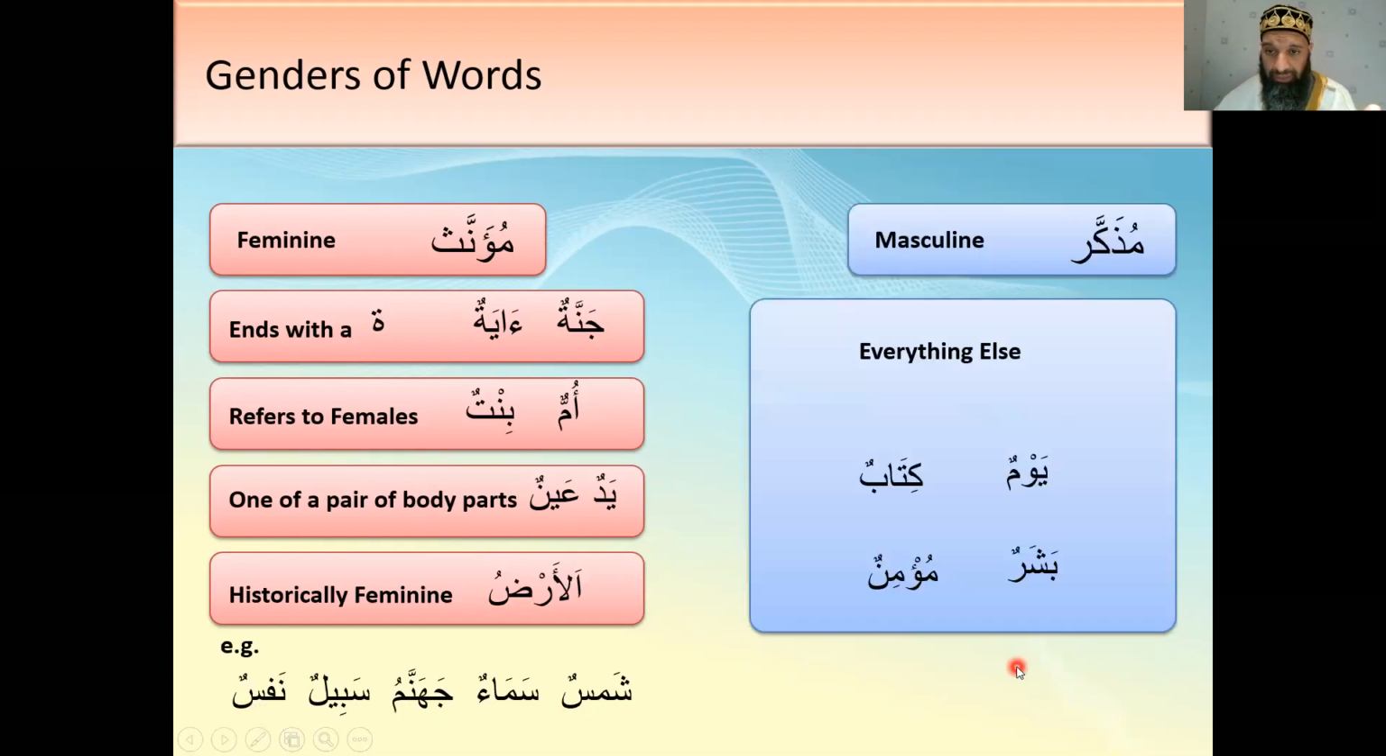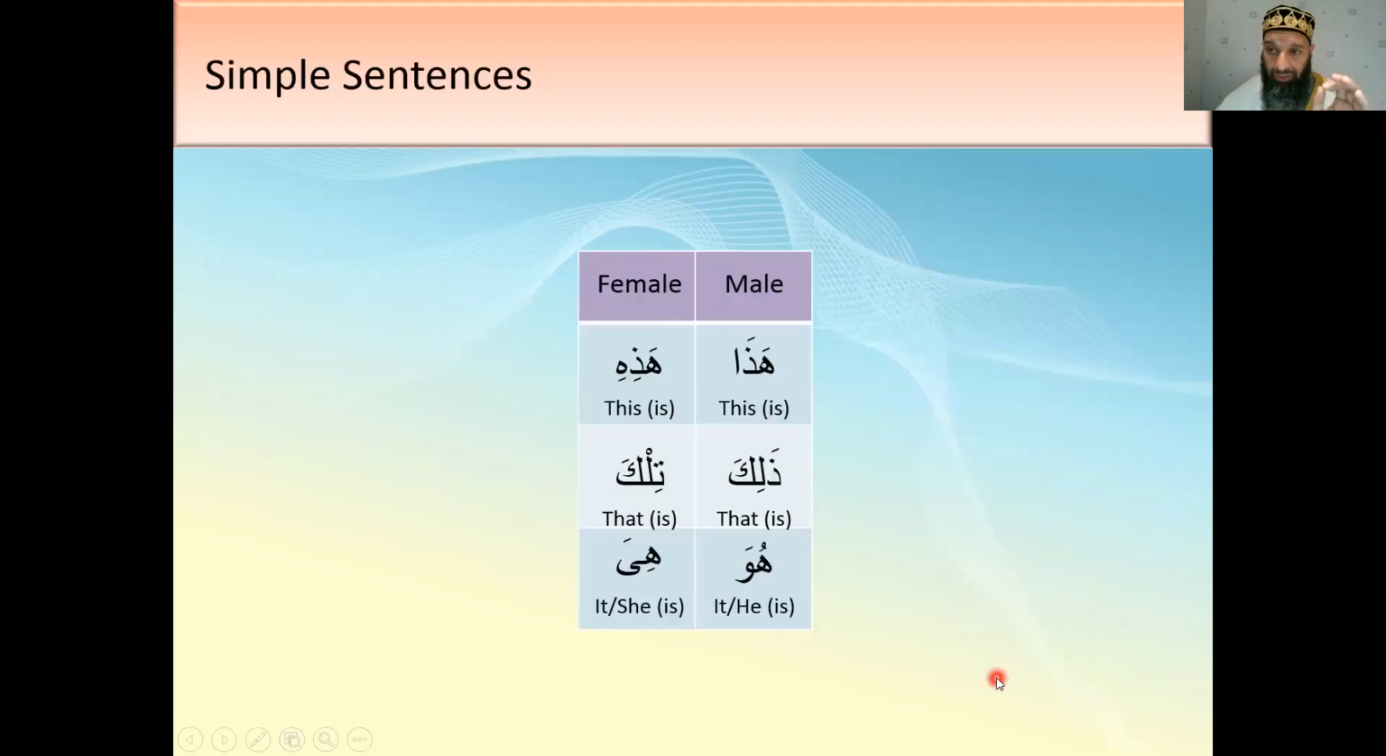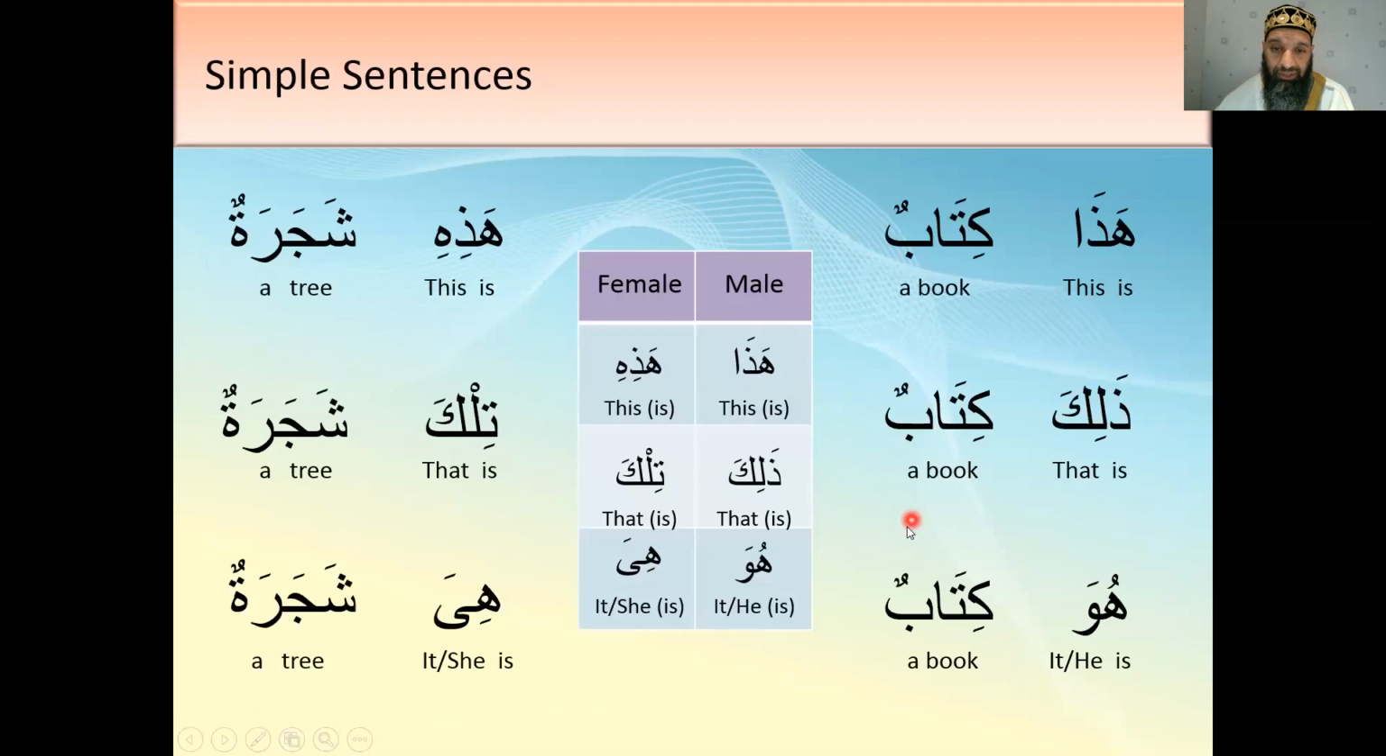Everything else is masculine, right? Everything else is masculine. And the reason we needed to know that is so that you could appreciate that there are two ways in which you can say this is. For a masculine word, you're going to use hadha.